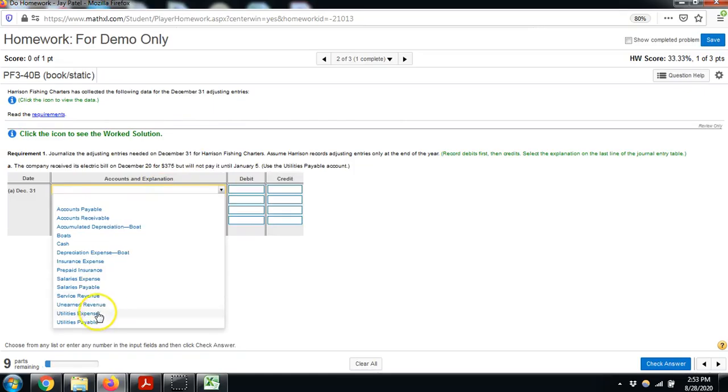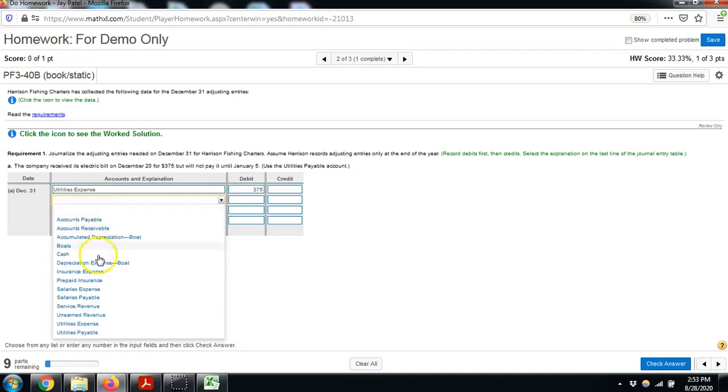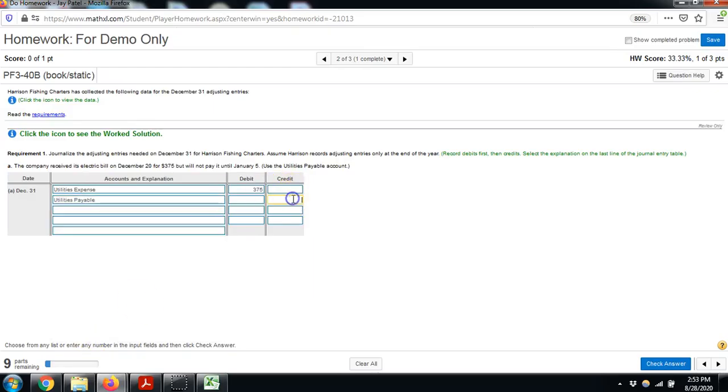So we're going to have an expense of $375 for utility expense, but since we're paying it after the period is over, we're going to have the utilities payable created instead of, for example, cash. If we just paid this bill, we're not going to be paying with cash. We're going to have this payable, and then this payable will be cleared in the next period on January 5th.